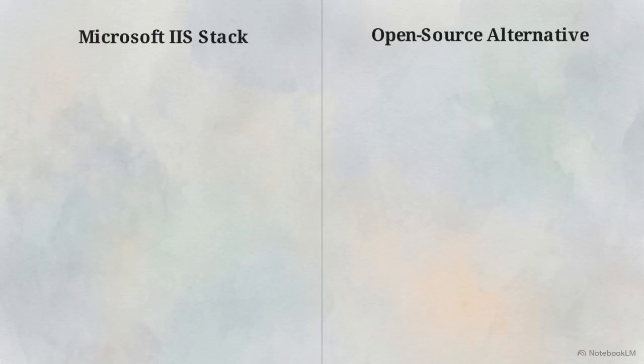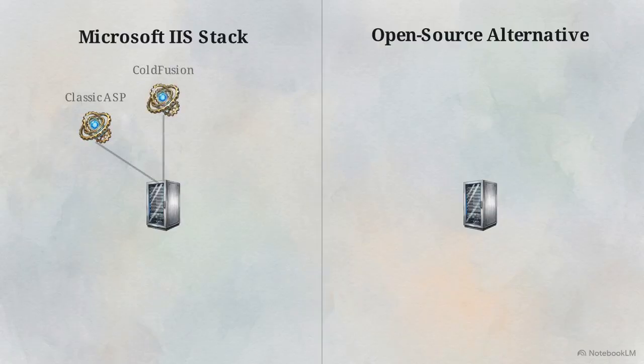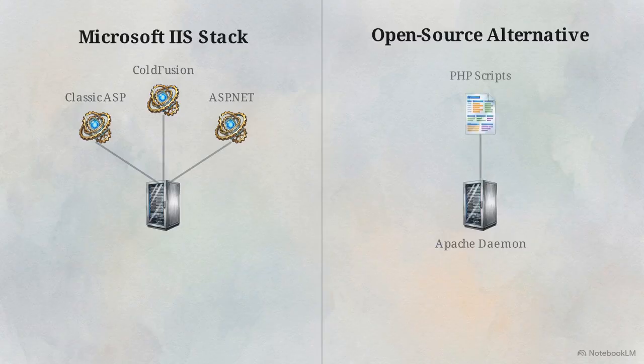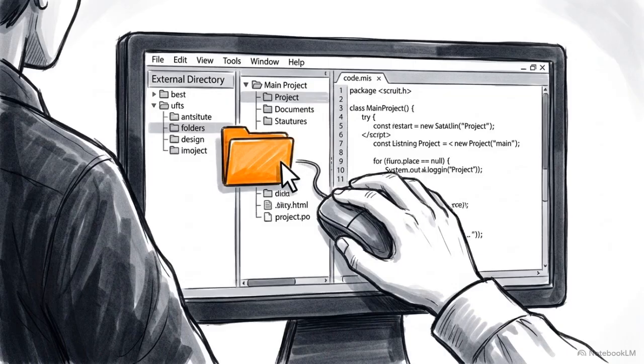On the server side, developers choose specific frameworks. On the left is the Microsoft IAST stack, utilizing languages like classic ASP, Cold Fusion, or modern ASP.NET. On the right is the open source alternative, featuring an Apache web server daemon processing PHP scripts. Regardless of the stack, developers rarely build enterprise applications entirely from scratch. They rely heavily on third-party frameworks and imported libraries to accelerate complex deployments.